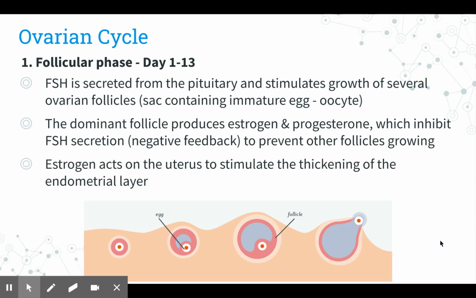At the same time this follicular phase is happening, estrogen is acting on the uterus to stimulate the thickening of the endometrial layer.